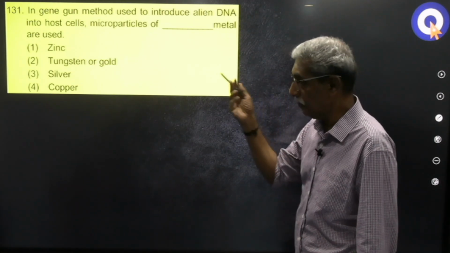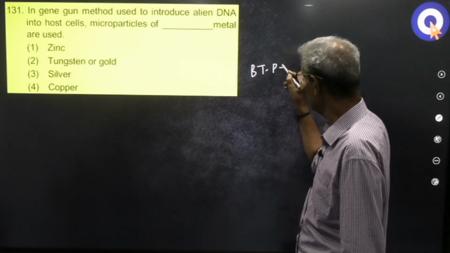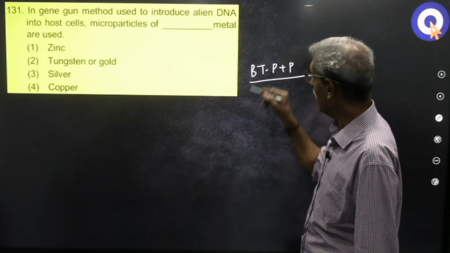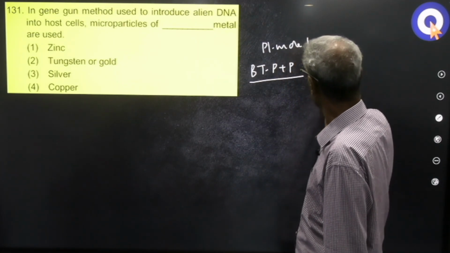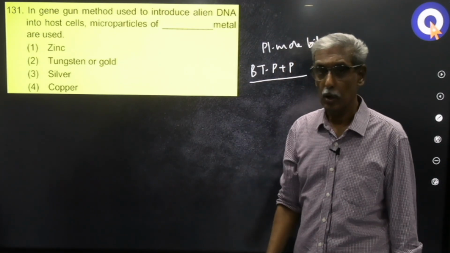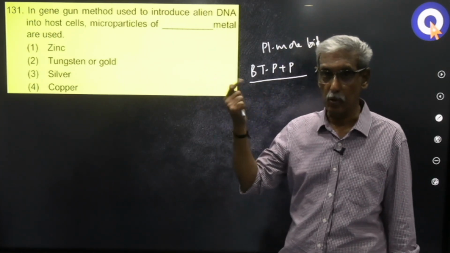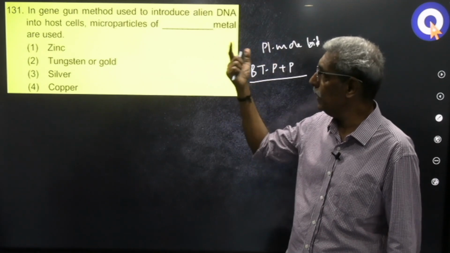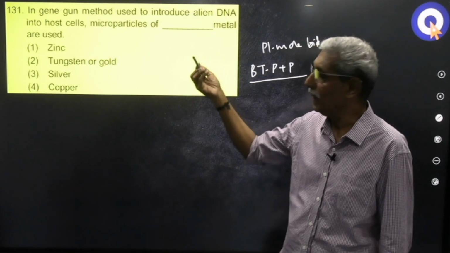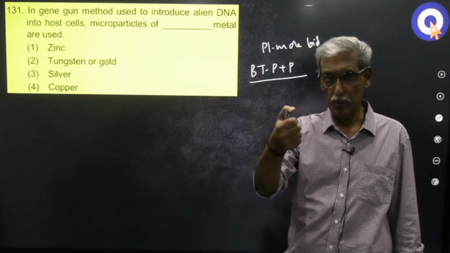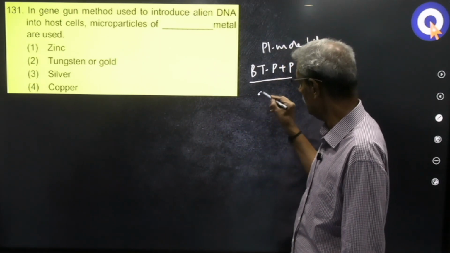In the gene gun method, which is primarily used in biotechnology principles and processes, remember, whenever you're doing plant genetic engineering or plant molecular biology, you take an alien or foreign DNA and introduce it into host cells. What you do is bombard the host cells or leaves with microparticles. You put your DNA on the microparticles, and the microparticles are made of tungsten or gold.